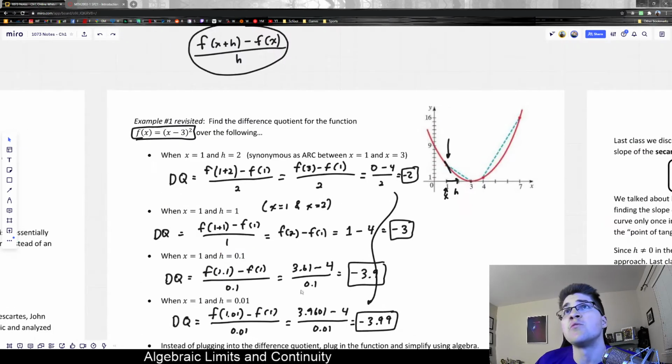So f of x was the original function. It will actually help if I FOIL this one out as well, because the original function, f of x, was equal to x minus 3 squared.